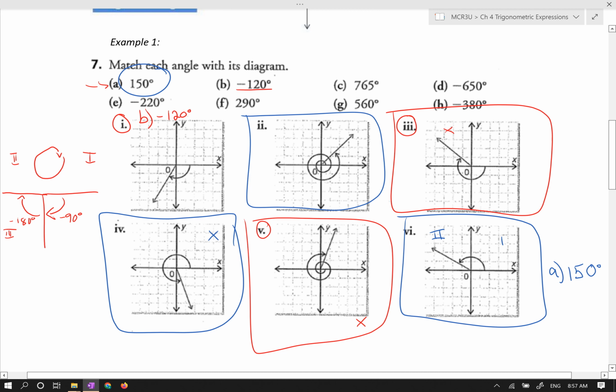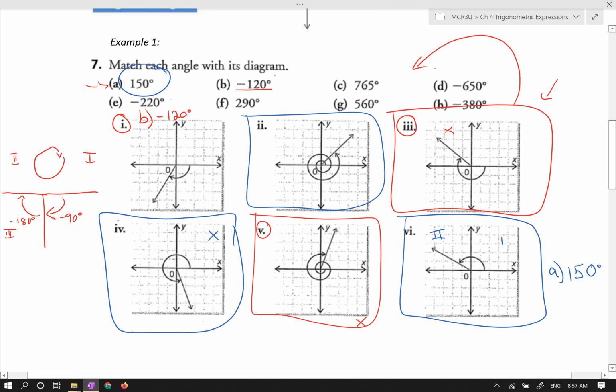Try out the rest on your own. Try matching each. It actually might be more beneficial for you to work from the graphs to the angles up here, because obviously not every one of these angles has a sketch to go with it. Try them out, pause the video here, and when you come back, you'll see all the solutions.